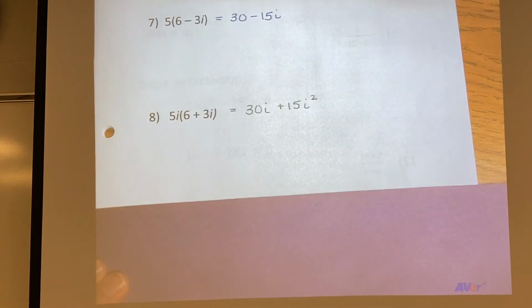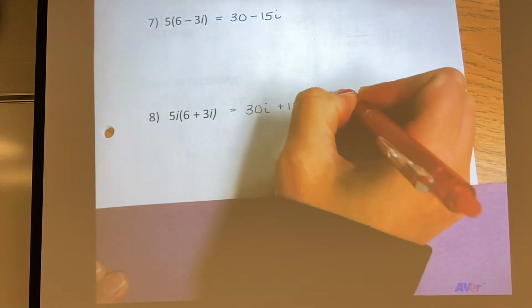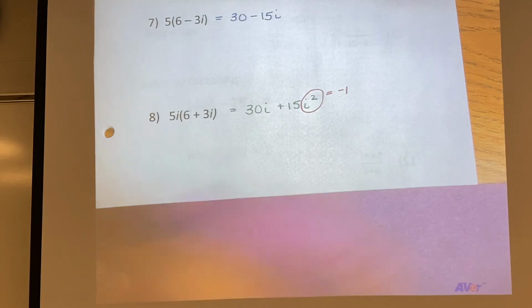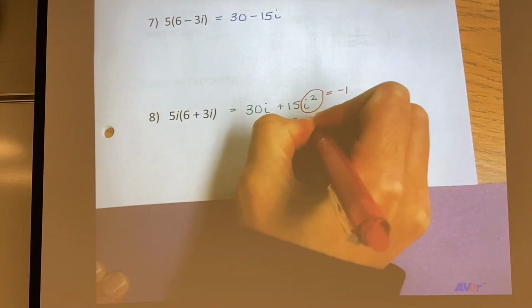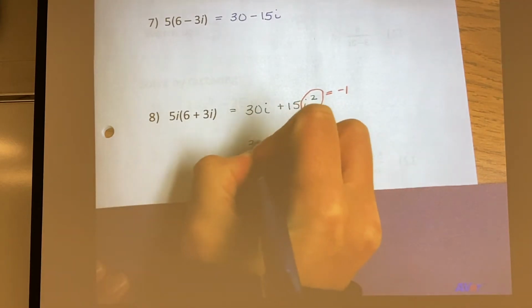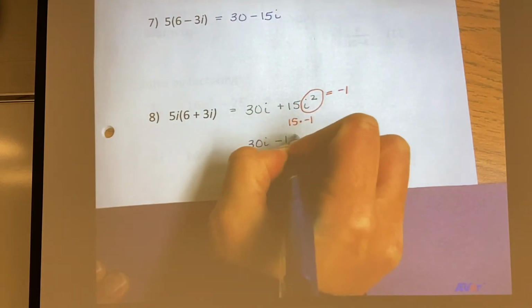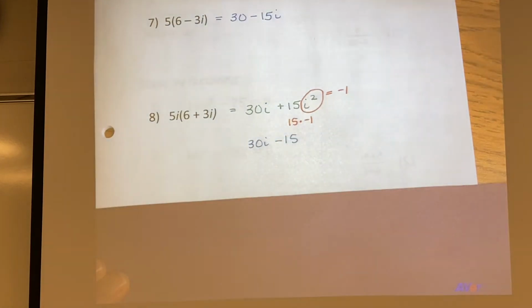Now this is the first time that we have encountered the i squared. i squared equals negative 1. So instead of 15 times i squared, this is really 15 times negative 1. And anytime you see an i squared, you always want to change it to negative 1. So that leaves us with 30i minus 15. So 15 times negative 1 is negative 15.